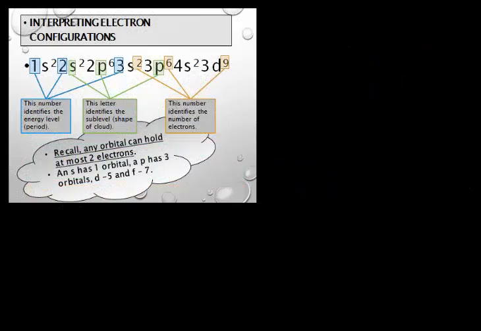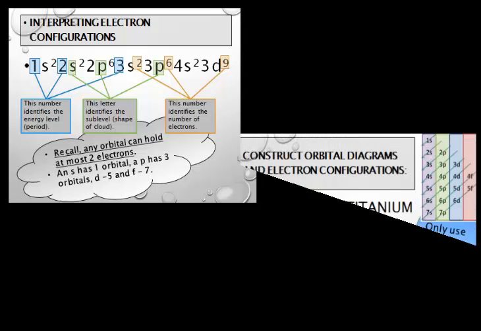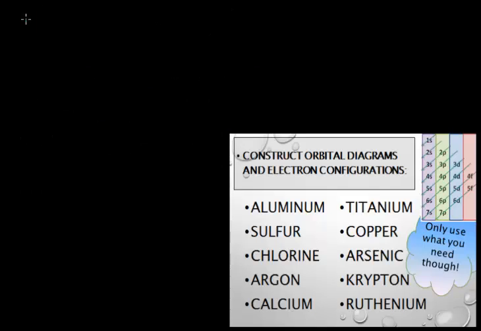Now briefly we'll look and reflect on electron configurations. The coefficient tells us the energy level. The letter tells us the shape of the electron clouds or orbitals, and the exponents represent the numbers of electrons. Orbital diagrams are no different. Now what we'll do is show you that there is no difference between an electron configuration and an orbital diagram. Let's take this first example of aluminum.